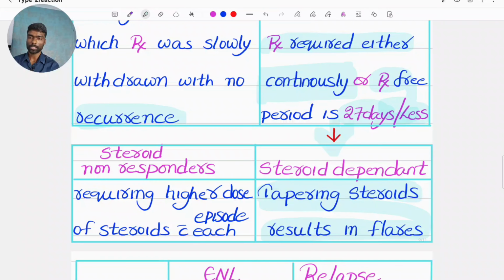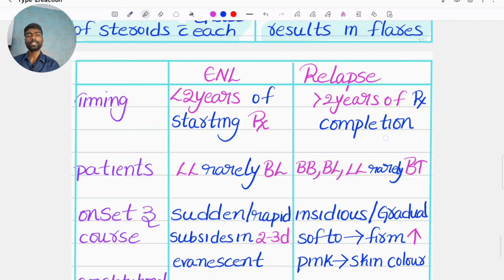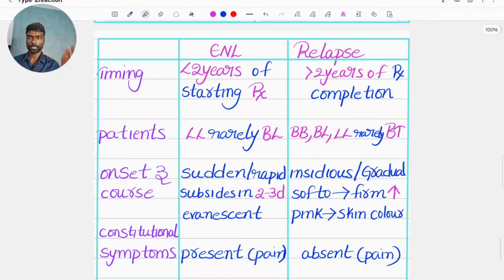Steroid non-responders means patients who are requiring higher doses of steroid, with each episode requiring higher dosage than the previous one. In all these cases, we have to consider alternative drug for steroid. At the end, we will see difference between ENL and relapse.